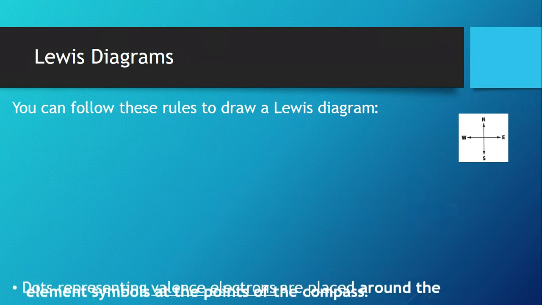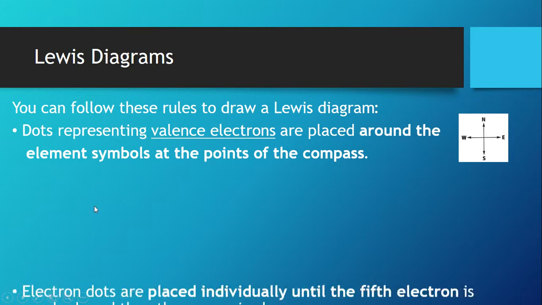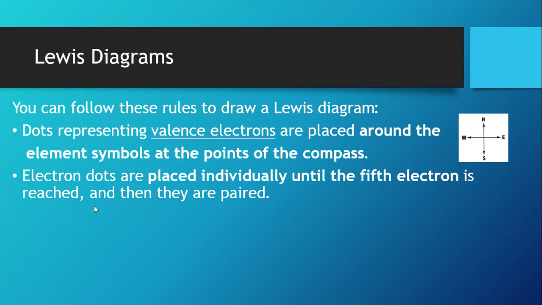Here are the rules. The first rule: dots that represent the valence electrons, those outer shell electrons, are placed around the element symbols at points of the compass. So what I mean by that is you can place your dots at the top and the right and the bottom and the left: north, east, south, and west. Electron dots are placed individually until the fifth electron is reached, at which point we start making pairs, right?